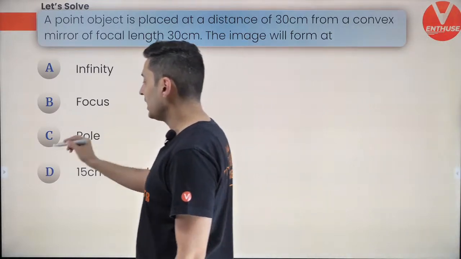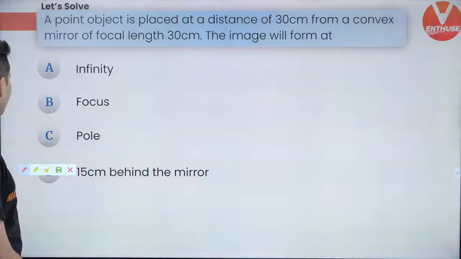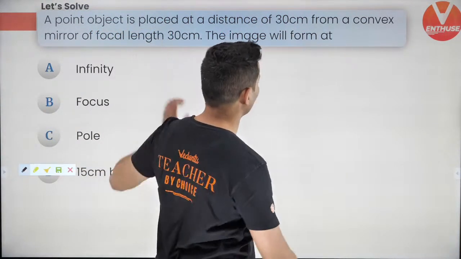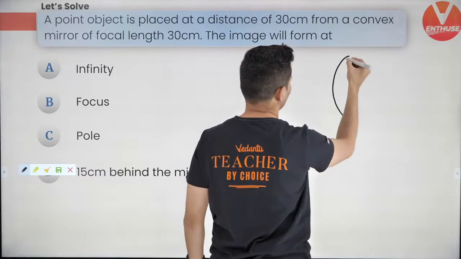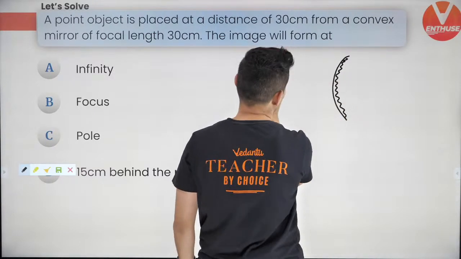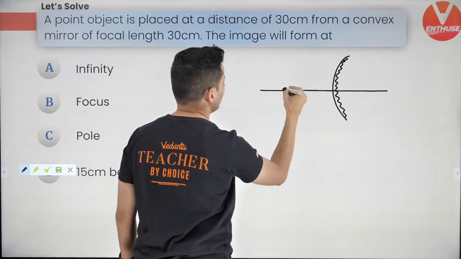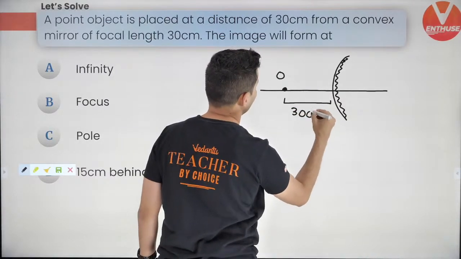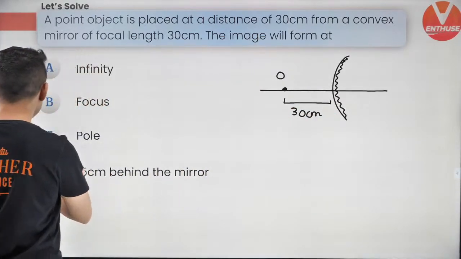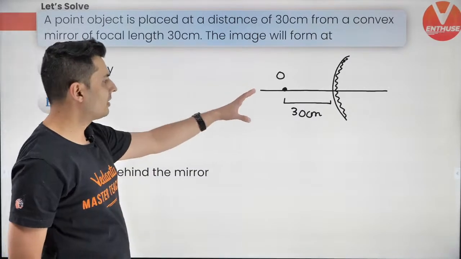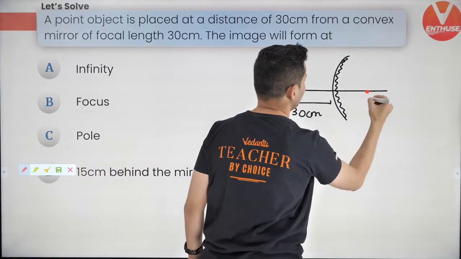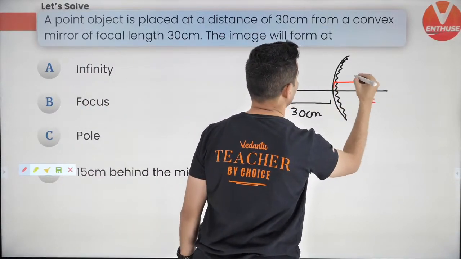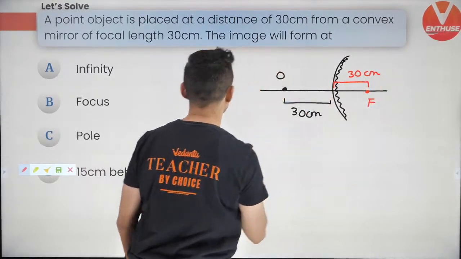Now before doing anything, first draw the diagram. Without drawing the diagram, don't do anything. A point object is placed at a distance of 30 from a convex mirror. First draw a convex mirror, guys. This is that silvered side. This is the principal axis. Your object is over here and at a distance of how much? 30 centimeters. Now, where is the focal point for a convex mirror? Think about it. The focal point is over here. This is where F is. And the focal length is how much? That is also given to be 30 centimeters.